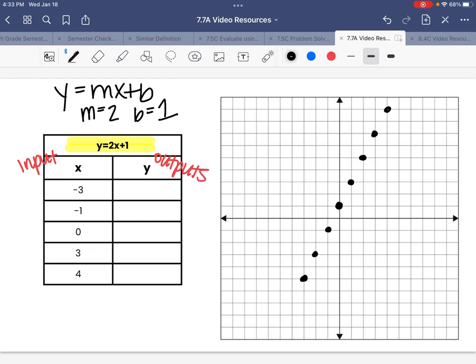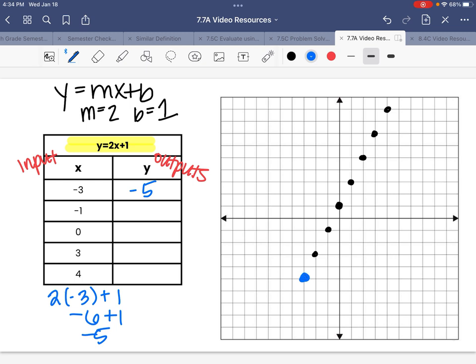So right here with -3, this tells me that I'm going to put -3 into where x is. So instead of saying 2 times x, it's going to be 2 times -3. And then I will add 1. So I know 2 times -3 is -6, plus 1, and that gives me -5. So this output would be -5. And if you look at our graph, (-3, -5) is already a point there that we've built.